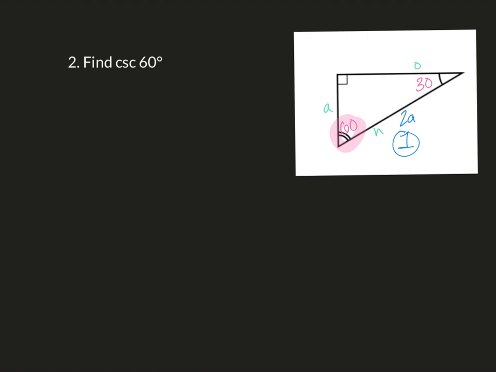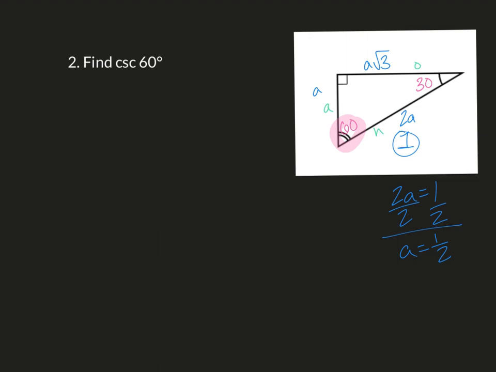The one across from the 60 degrees is a times root 3. Be careful you don't get that a mixed up with the adjacent a. I'm using different colors. I hope that helps. And the one across from the 30 degrees we label as just a. So again, like last time, I am going to solve for a. So I have 2a equals 1. I hope this looks familiar because it's still a 30, 60, 90 triangle. We get a equals 1/2.